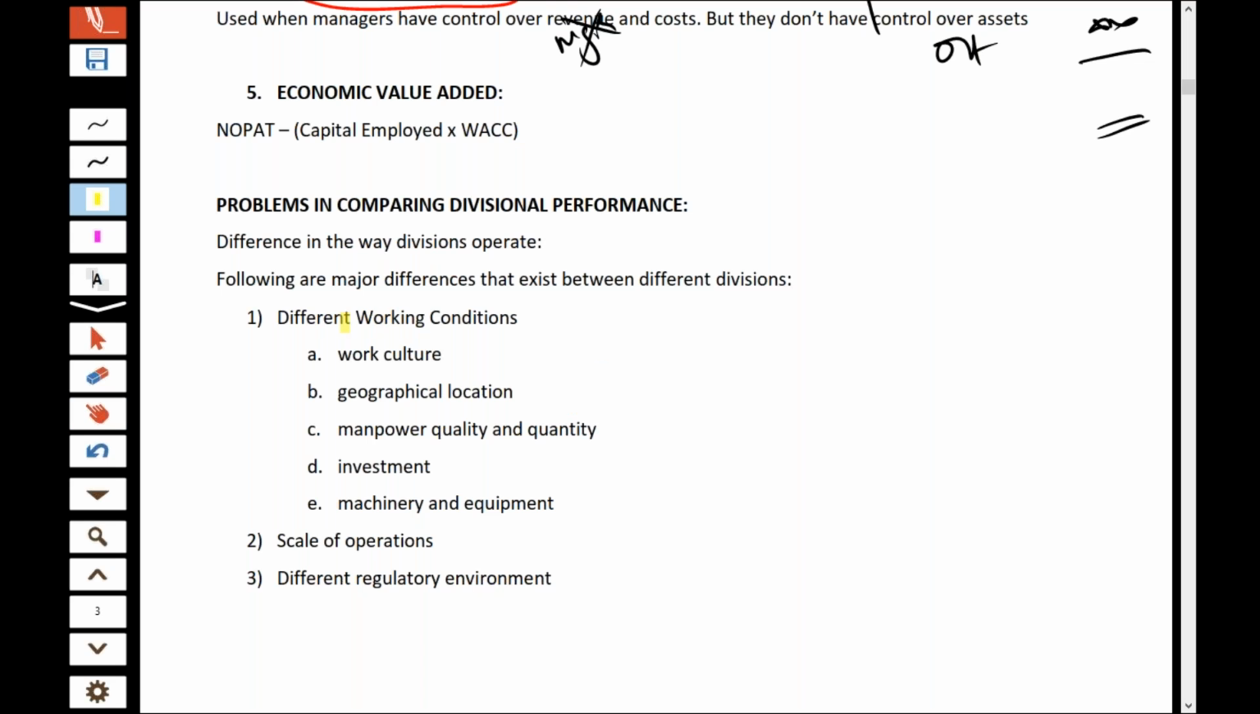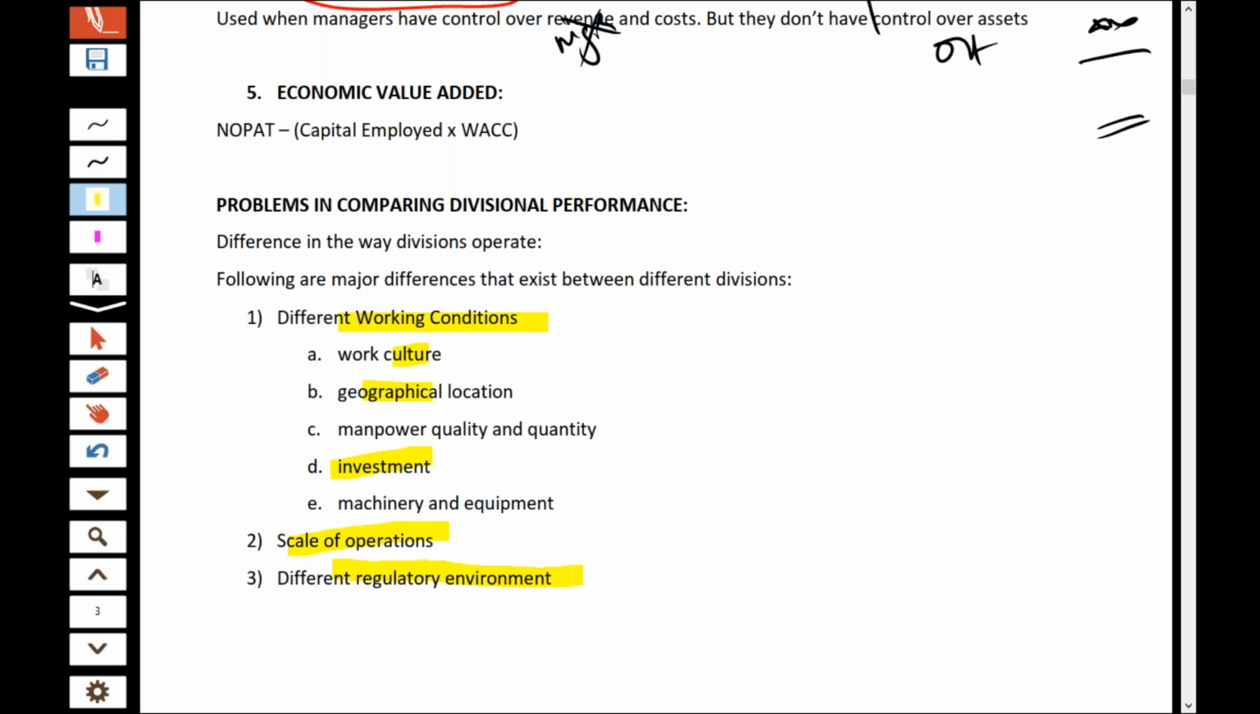What could be the multiple reasons? One of them could be the different working conditions, like the work culture, the geographical location, that is the area where they are situated in, the investments, etc. The scale of operations, the size of the operations also matter. And the third one of them is a different regulatory environment.